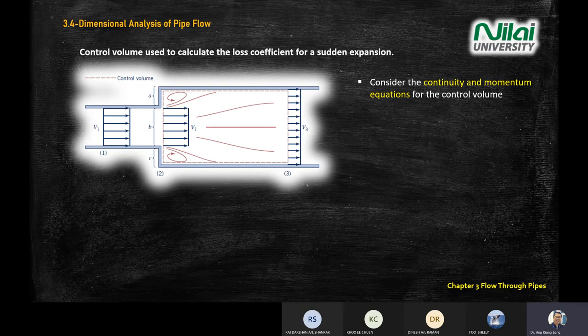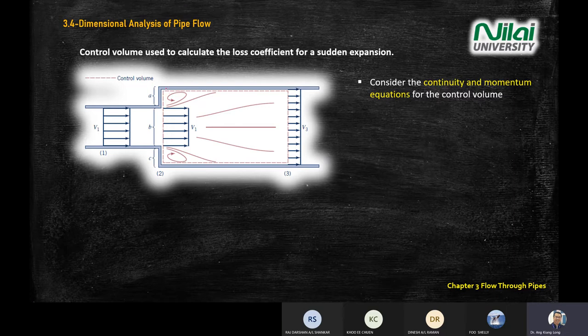The next one is on the control volume to calculate the head loss of a sudden expansion. As you can see, we have this red colored region here. We divide this region into A, B, and C at section 2. The flow is coming from left to right. At point 1, you have a uniform flow V1. At point 2, there's no flow at A and at C, because there is a counter flow at A and C.